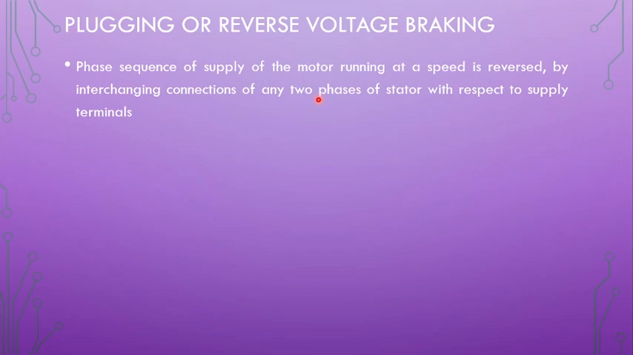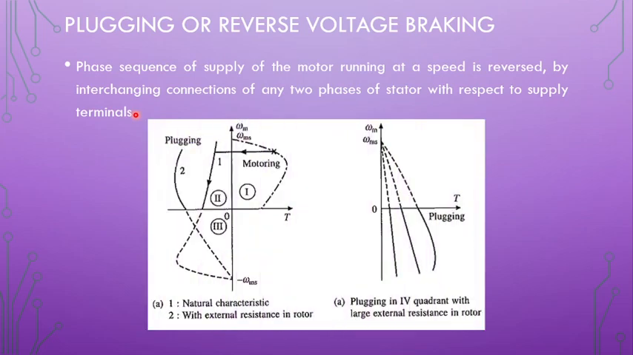So we interchange the connection between two phases of the stator with respect to the supply terminal. On the supply side, we are changing the two terminals. When the motor is running, if we do this, then the rotating magnetic field direction changes and it can act as a braking source. This method is called reverse voltage or plugging. The characteristic is shown here. Let us try to understand the characteristic for plugging or reverse voltage braking. In the first quadrant we have forward motoring, and in the third quadrant we have reverse motoring.